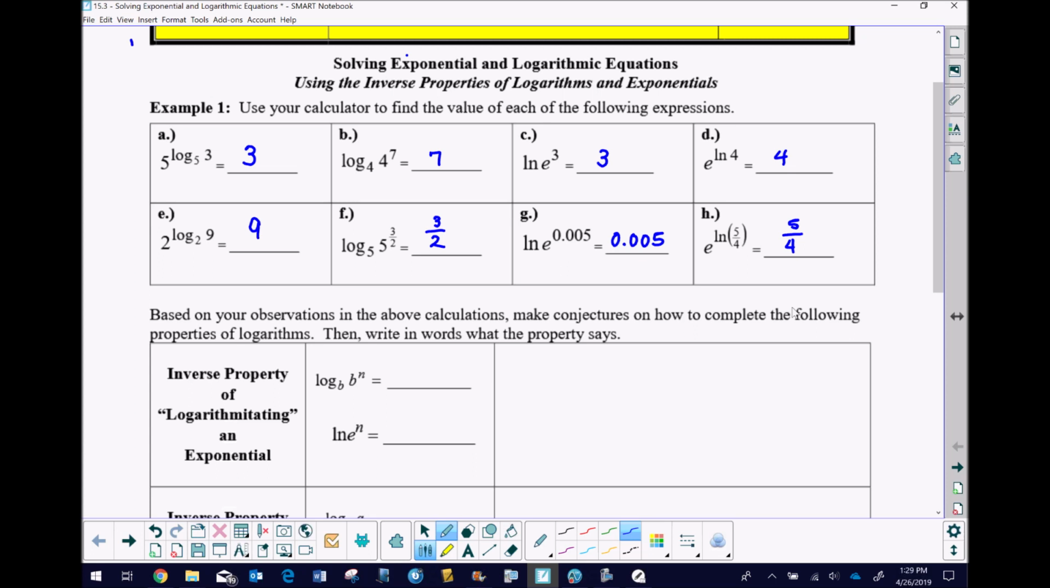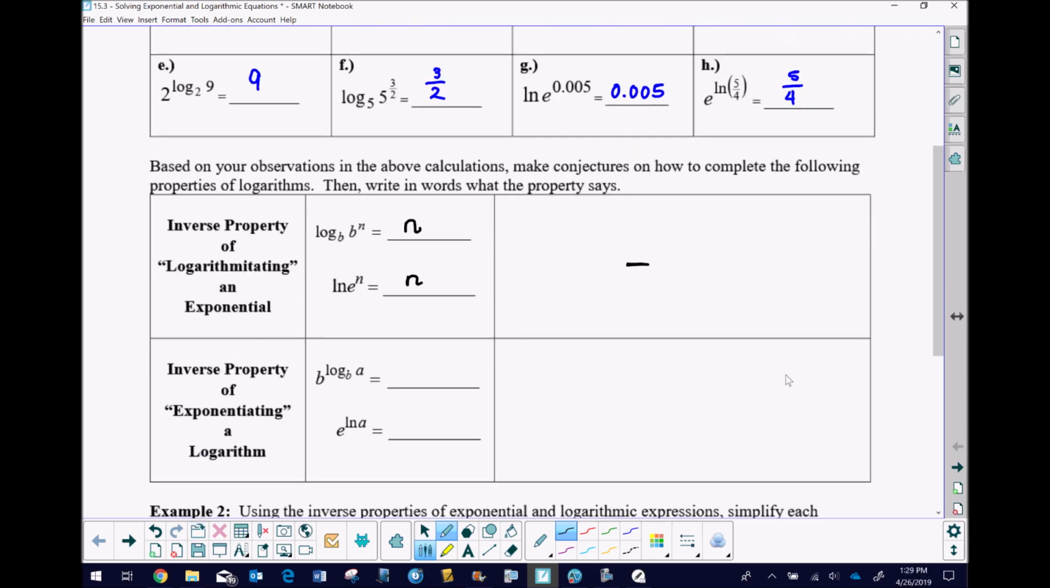Okay, so based on our observations in the above calculations, we can make a conjecture of how to complete this property, and we're just going to do more than that. We're going to just flat out answer it. The log base b of b to the n is n, or the natural log of e to the n is n. I'm not going to worry about the explanation at this point in the video. And then down here, if we have a base of b raised to the log of the same base, we get the argument, whether it's a logarithm of base b or a logarithm of base e. Ooh, that rhymes.